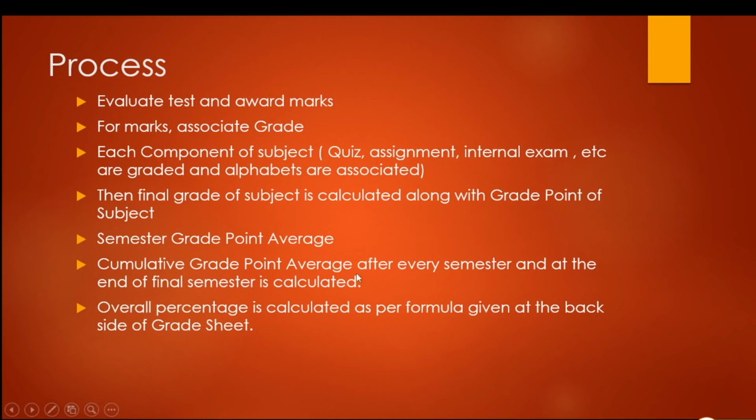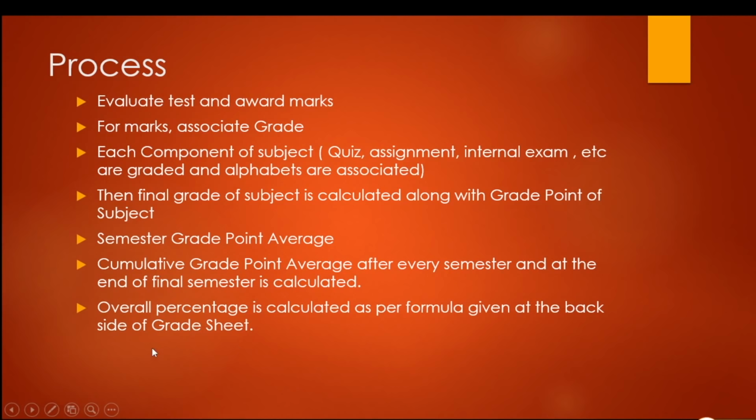Cumulative grade point average after every semester is calculated, and at the end of the final semester it gives us the cumulative grade point for the whole of the program, and that can be used to convert it into percentage. Overall percentage is calculated as per the formula given at the back side of the grade sheet.